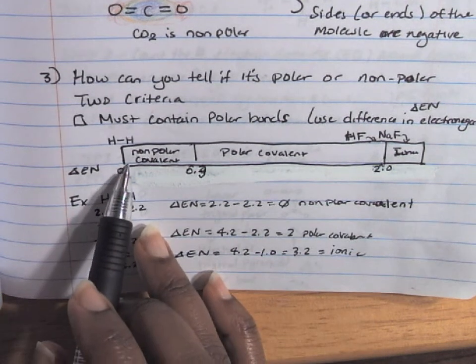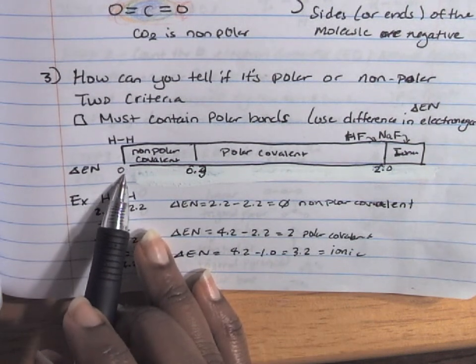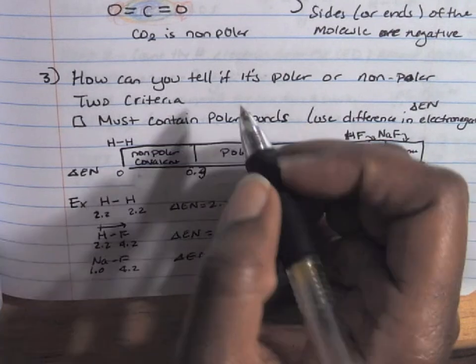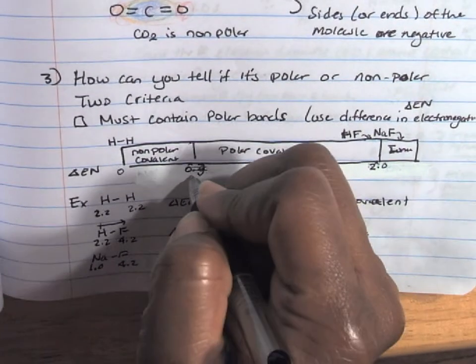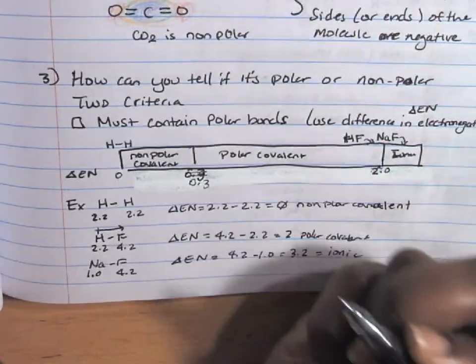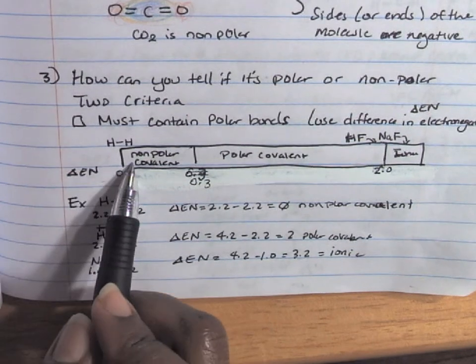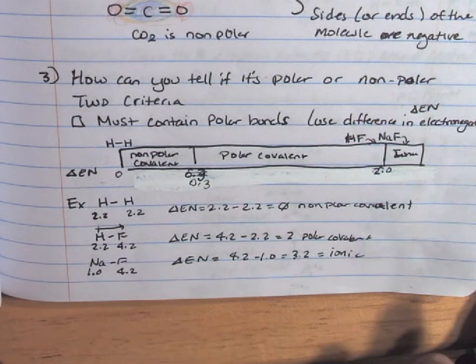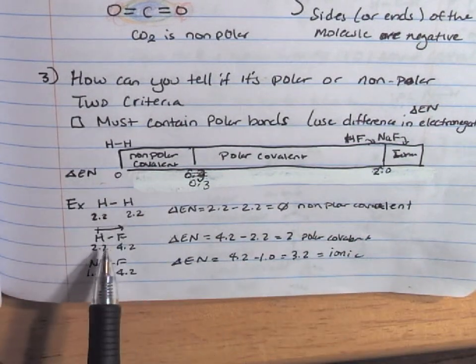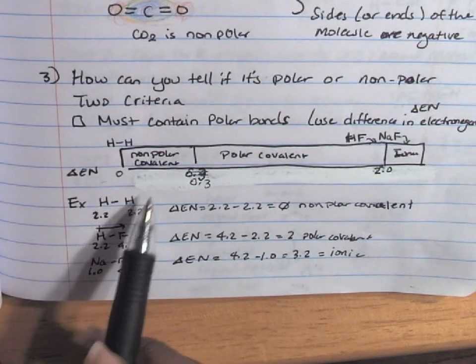So if your difference in electronegativity is between 0 and 0.3, then you have a nonpolar covalent bond or molecule. And I say molecule if you're dealing with diatomics, two atoms.